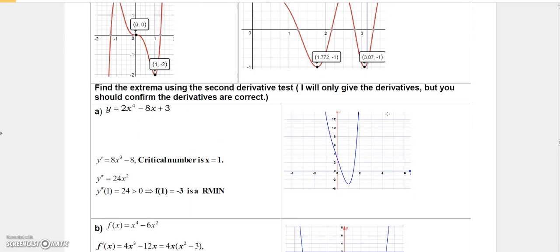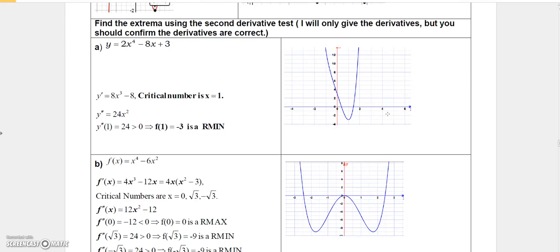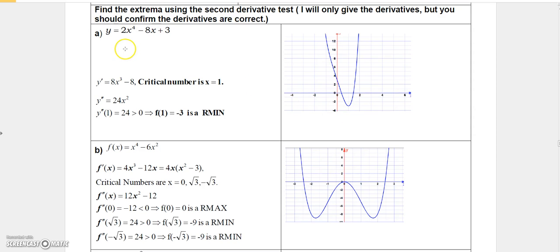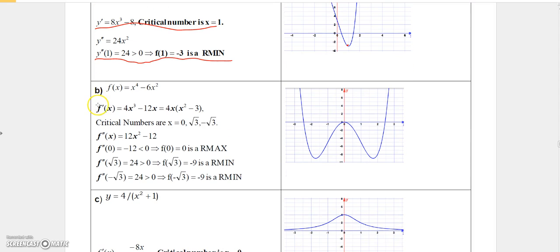Okay, so now here are some practice problems that you can practice on for the second derivative test. This one, again, find the critical numbers, which is 1. Evaluate the second derivative at the critical number, and since the second derivative at the critical number was positive, then f of that number is actually a relative minimum. And you can see there's the picture there, and there's the minimum.